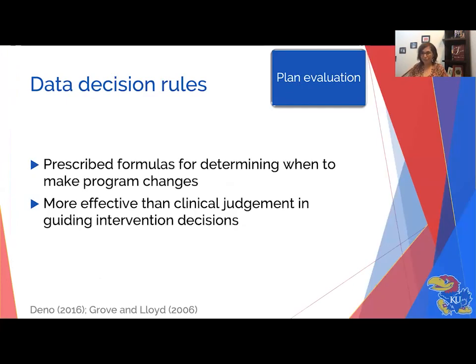But even graphing isn't enough. We have to actually use the graphs to make decisions. Now, the CBC model recommends data decision rules, and these are prescribed formulas for determining program changes. So essentially, they're rules that are preset by the team that tell them what graphs should look like if the team's going to continue instruction, and then what graphs should look like if they need to make a change. And research has shown that data decision rules are more effective than other methods of judgment when guiding instructional decisions.